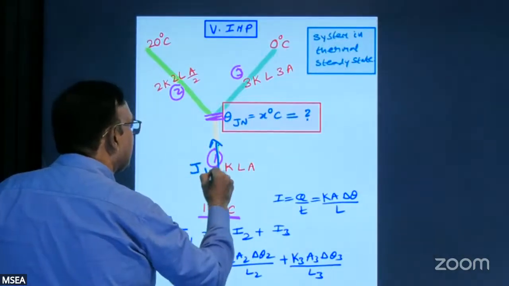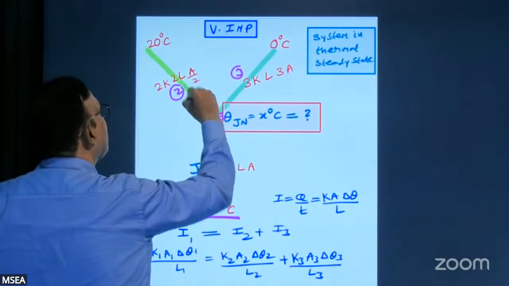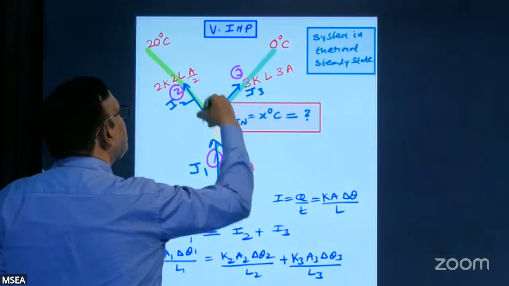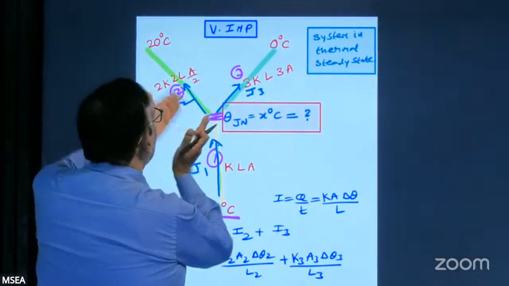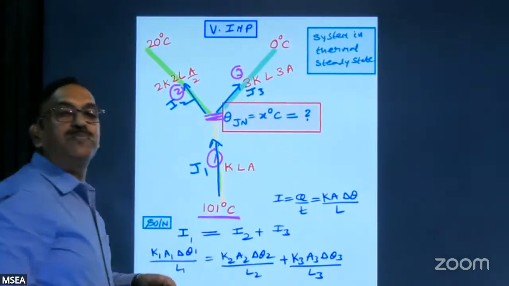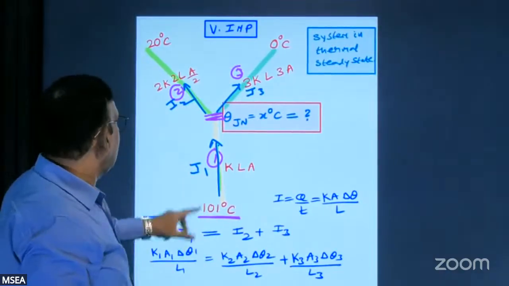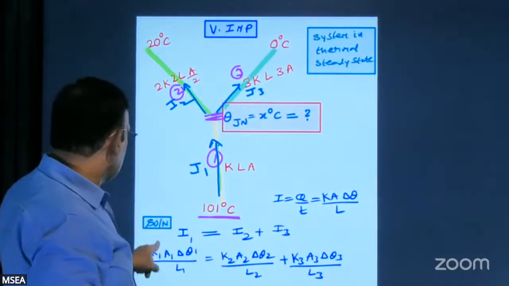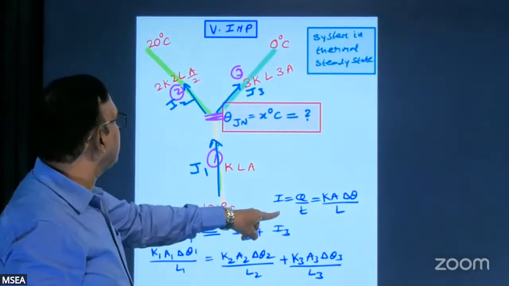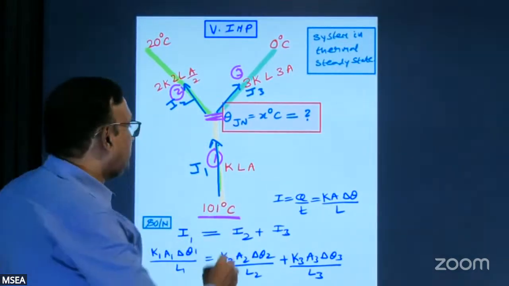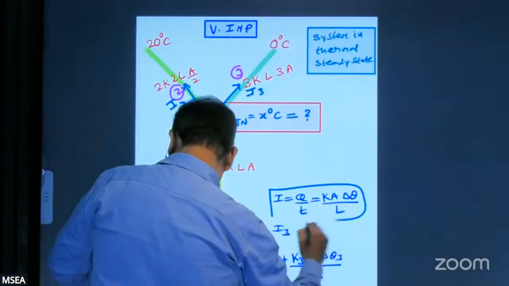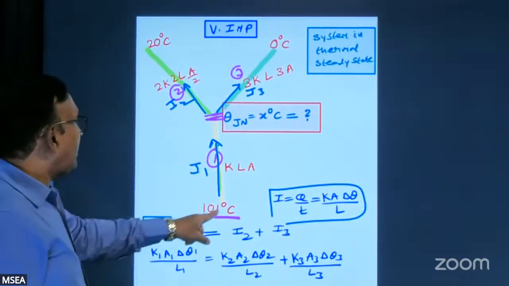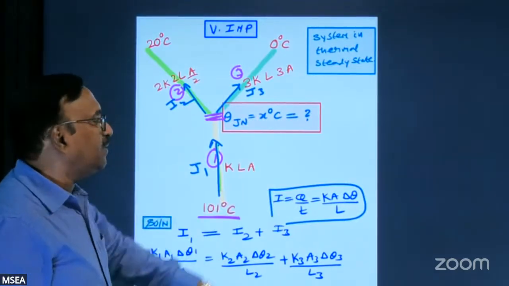Let us say this is a heat current I1. Whatever current I1 comes here at this junction, the current will divide into two parts, I2 and I3. Now, as per Kirchhoff's first law, the incoming heat current at this junction is equal to the outgoing heat current. So I1 is equal to I2 plus I3. Already you are well versed with I there. So I comes out to be Q by T equals Ka delta theta by L.